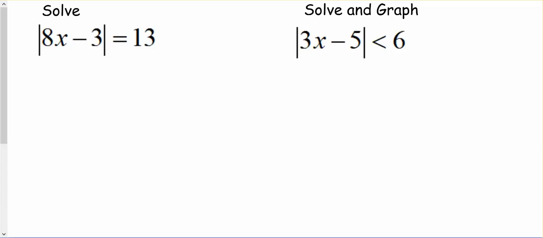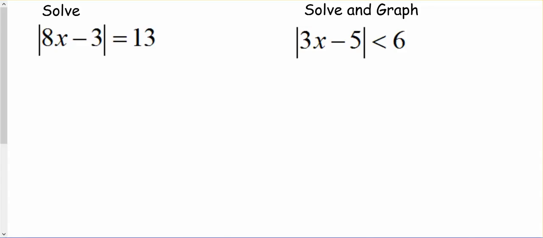This is the warm-up to lesson 17. We're reviewing absolute value equations and inequality equations. Solve the absolute value of 8x minus 3 equals 13, and solve and graph the absolute value of 3x minus 5 is less than 6.